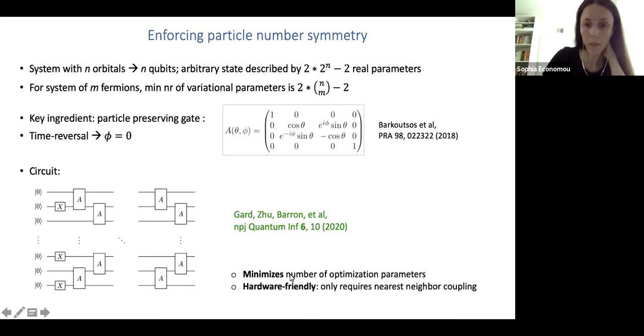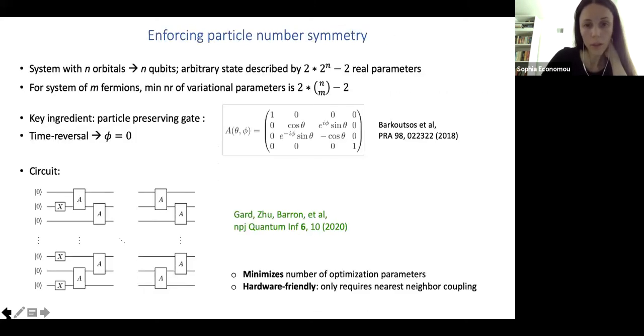So this minimizes the number of optimization parameters. If you want to guarantee that you can get any state that has this number of occupied orbitals, then there's no better way you can do it in terms of number of optimization parameters. And it's also hardware friendly because you see it only involves 2 neighboring qubits at a time.